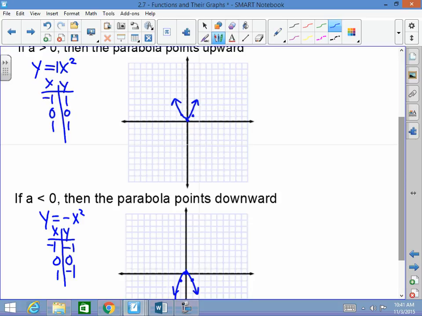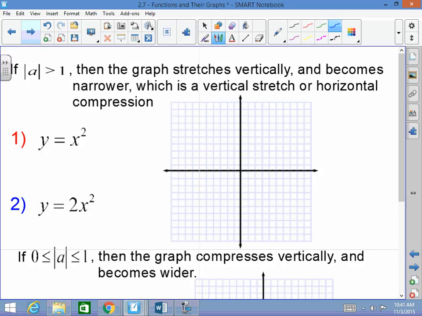Thank you, my brother. Okay, what else about the A? Regardless of whether or not the A is positive or negative, the positive or negative tells you if it goes up or down. But if the absolute value of A is greater than 1, then you have what's called a vertical stretch. The larger the absolute value of A, the more narrow it becomes. Let me show you how it works.